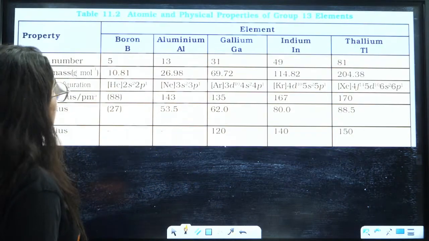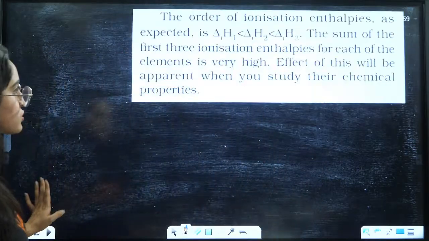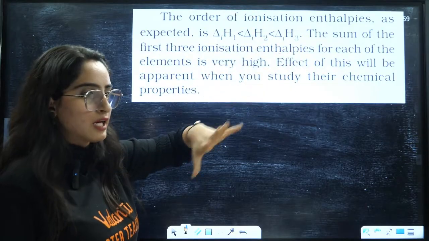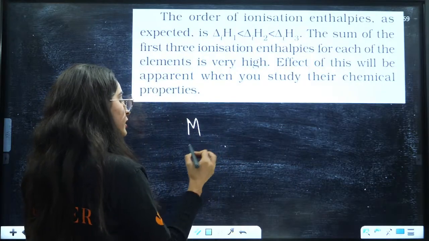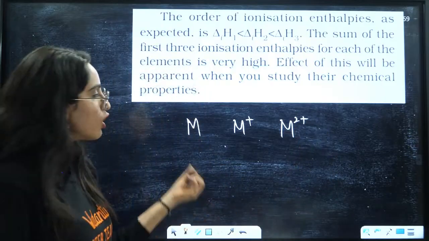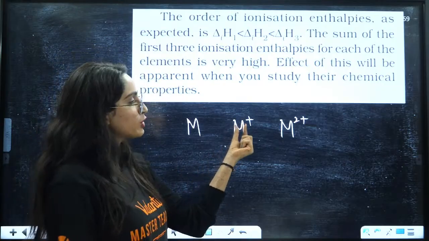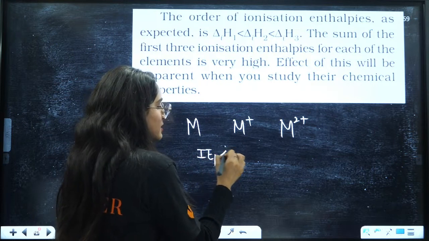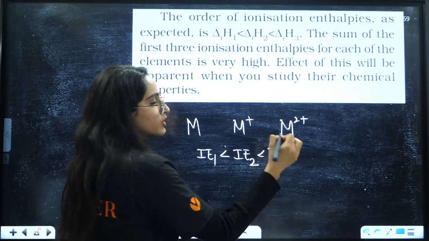Next is, let us see this. This too we have done. The order of ionization enthalpy, now they are talking about first, second, third ionization enthalpy. Obviously, if you have a metal, then to lose one electron, it will become M positive and then it will become M2 positive. So, to lose one electron from a neutral atom is still easy as compared to a cation. That is why the first ionization energy is always less as compared to the second, as compared to the third, right?